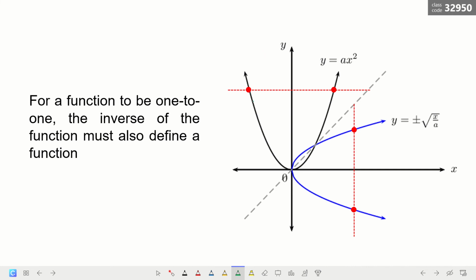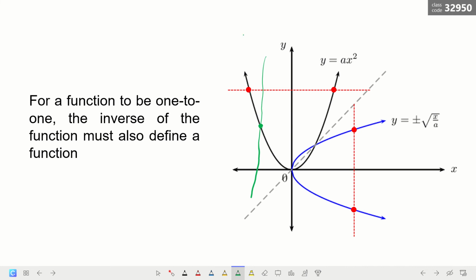So here, for example, itong quadratic natin, yung itong black natin na graph. If we run a vertical line test, this graph is a function. However, if we get its inverse, itong color blue na graph, if we run a vertical line test, makikita natin na yung inverse nitong y is equal to ax squared natin is not a function kasi the vertical line test intersects the graph at 2 points.